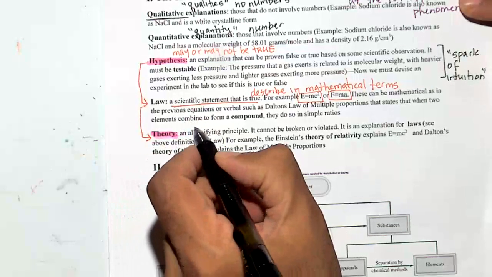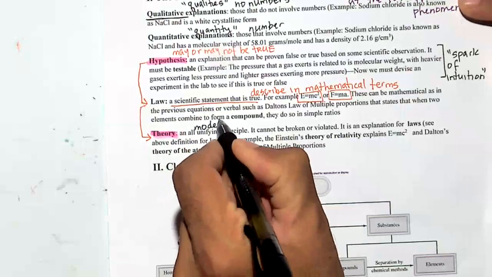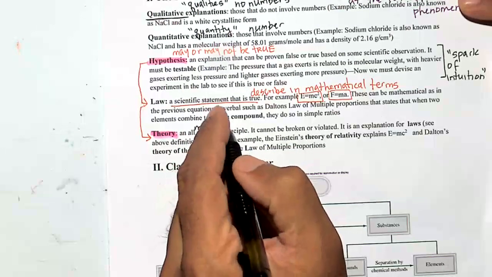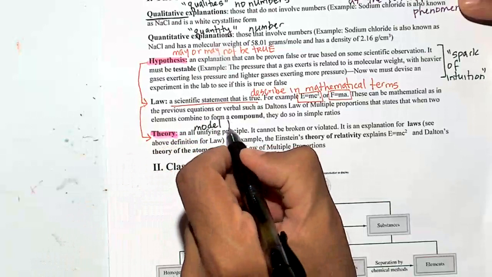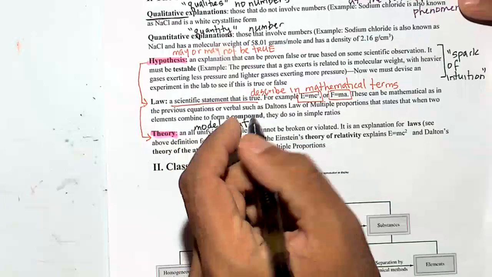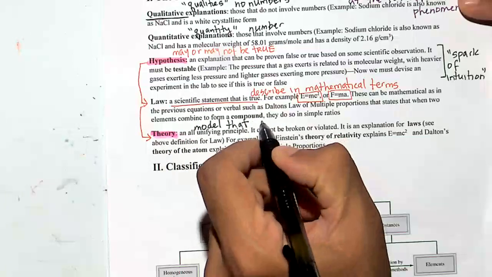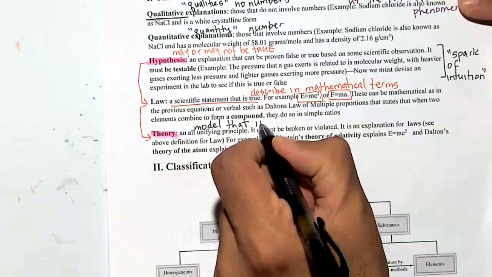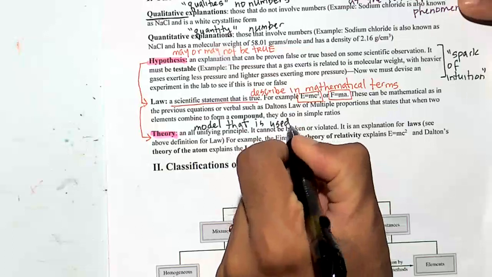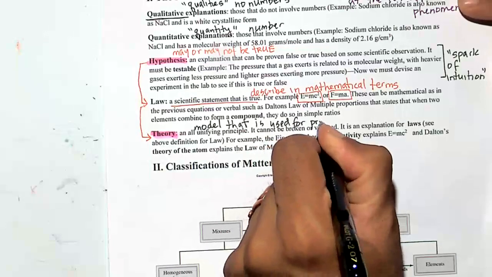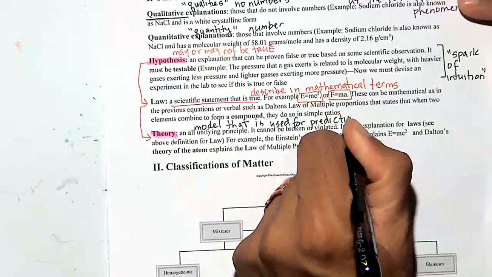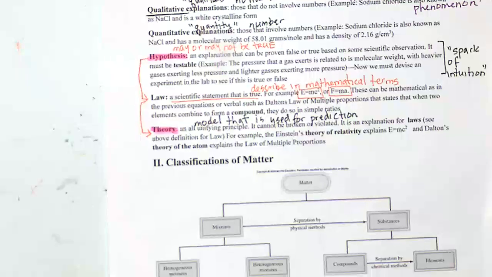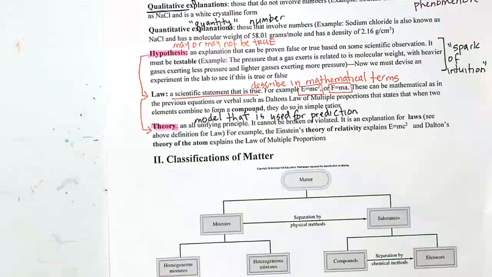So we can, this is a model that we can use, a model that is used for prediction. So that is a theory.